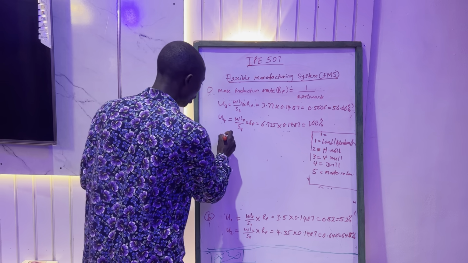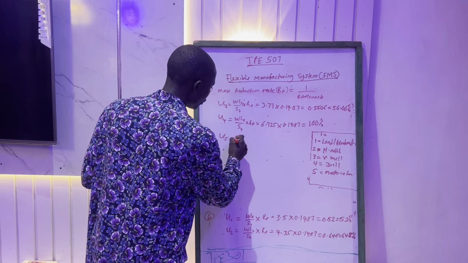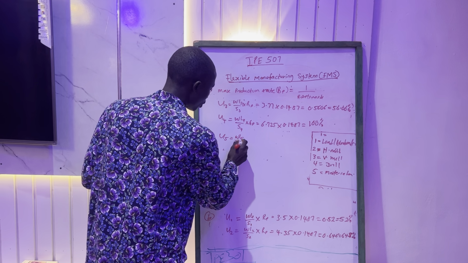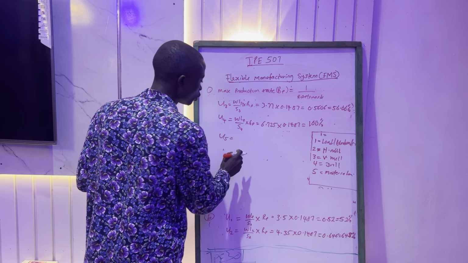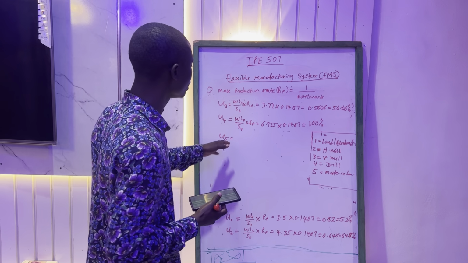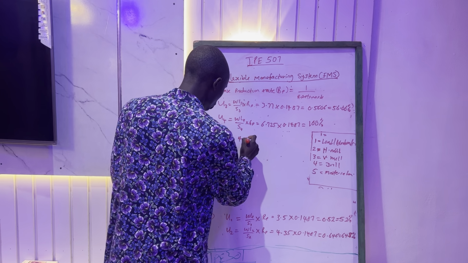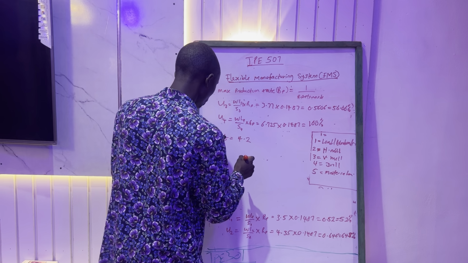And for U5, which is the material handling system, that will be WL5 over S5. We can't really call it S5. Let's just say the WLI ratio of the material handling system, which is 4.2.